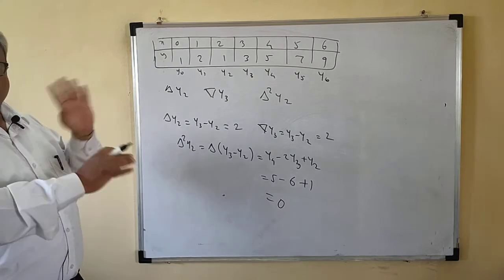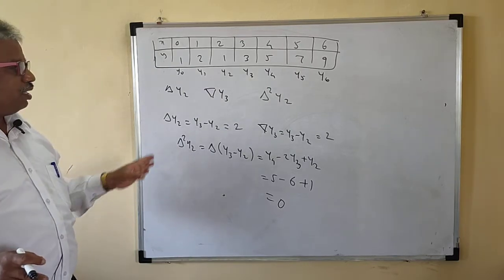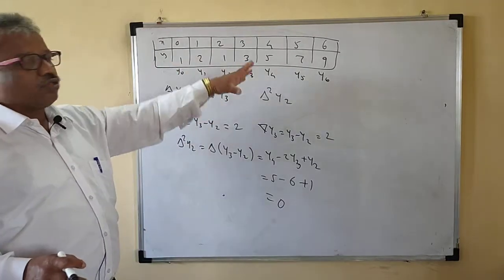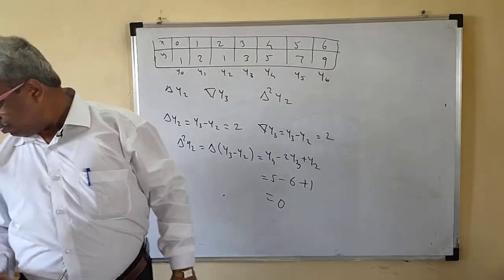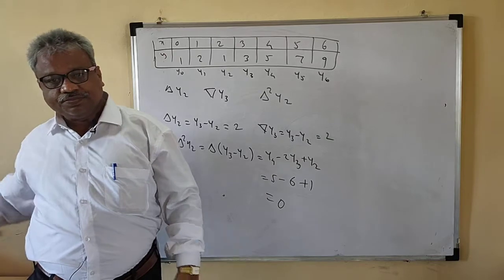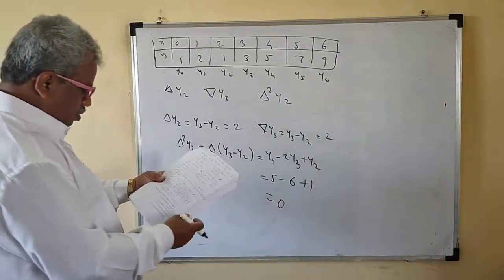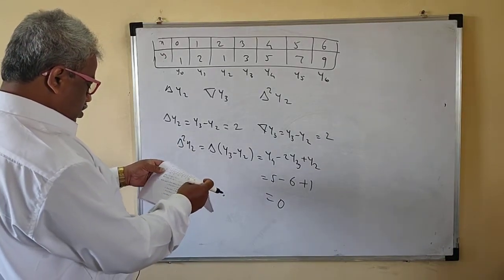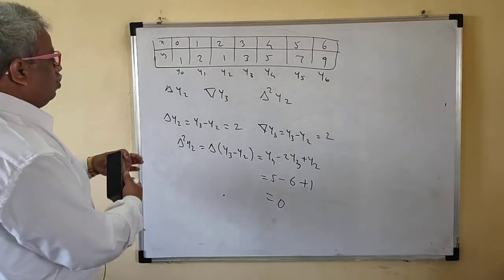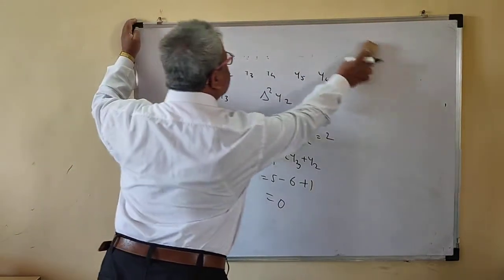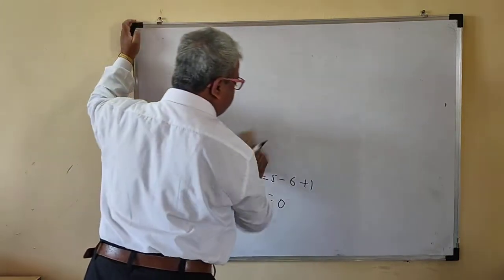So easily you can obtain the values of this. No need to prepare the whole table for this. Orally, by using this formula, you can obtain the values easily. So this is the part of the forward difference and backward difference operators.